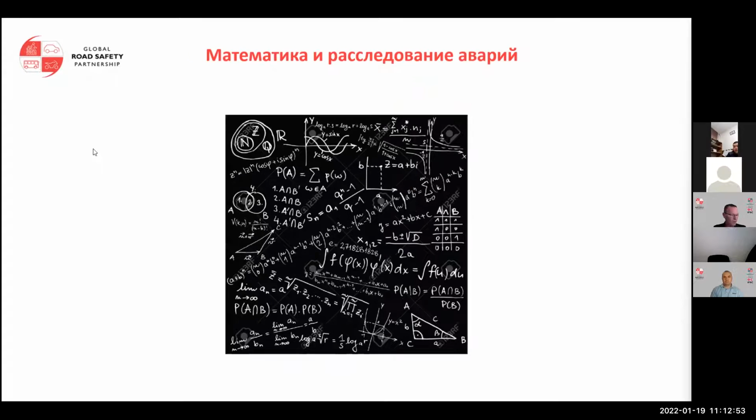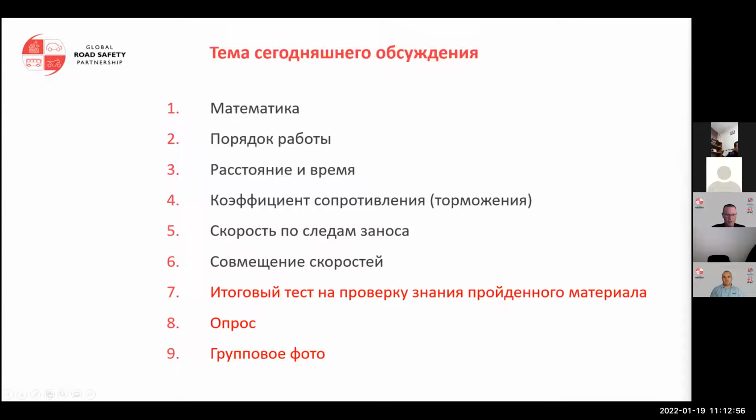So before we do anything else, let's make a start. A little bit on what we're going to talk about. Some general mathematics, the order that you complete mathematical operations in. We're going to look at distance and time and the relationship between distance, time, and vehicle speed or velocity. We're going to introduce this thing called drag factor, and then we're going to show how using drag factor we can calculate the speed from vehicle skid marks. Then we will also look at combining speed.